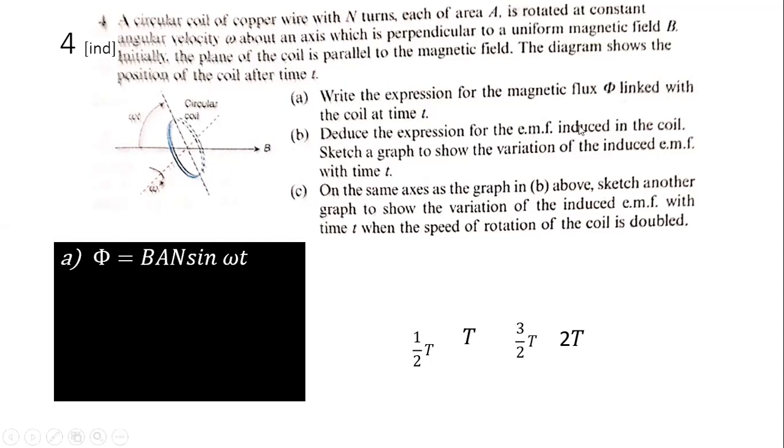Deduce the expression for EMF induced in the coil. Sketch a graph to show the variation of EMF with time. Okay, how to deduce the expression of EMF? Use the formula, Faraday's law. Then differentiate this one. Differentiate BAN the same. Sine omega t becomes cos omega t. Differentiate omega t becomes omega. Then sketch the graph.